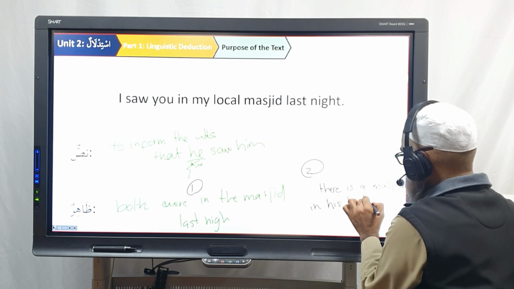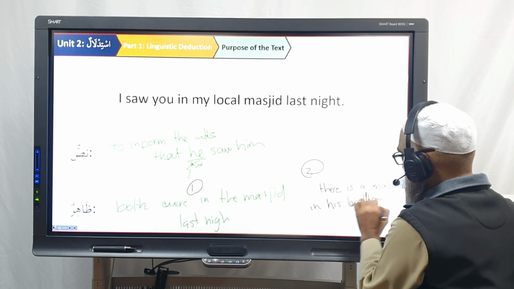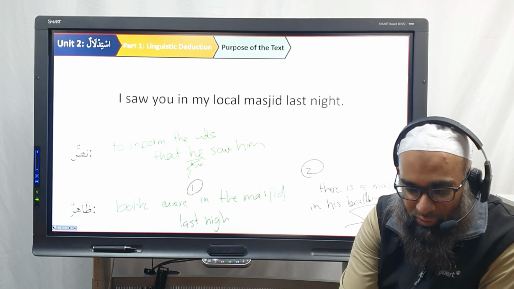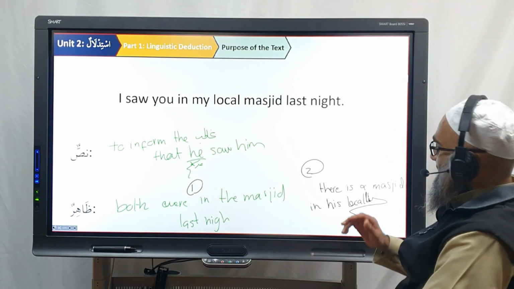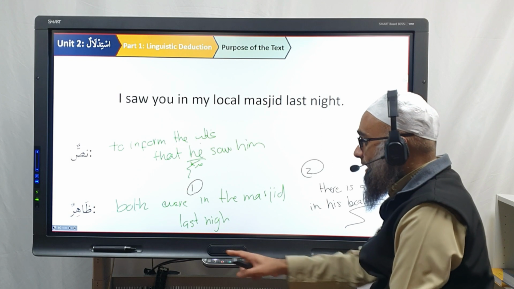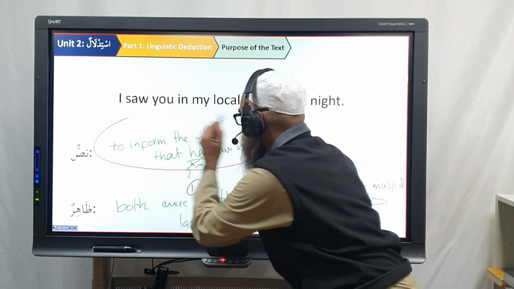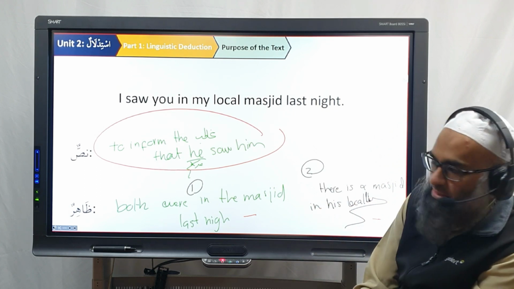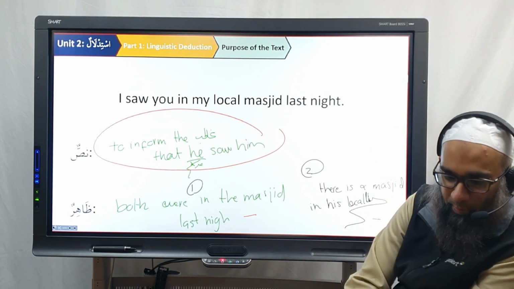Locality. You got it? So all of these things can be understood from the text. But the nas is, this is why I brought the text. When I said this text, you can get these meanings derived. Are you following?